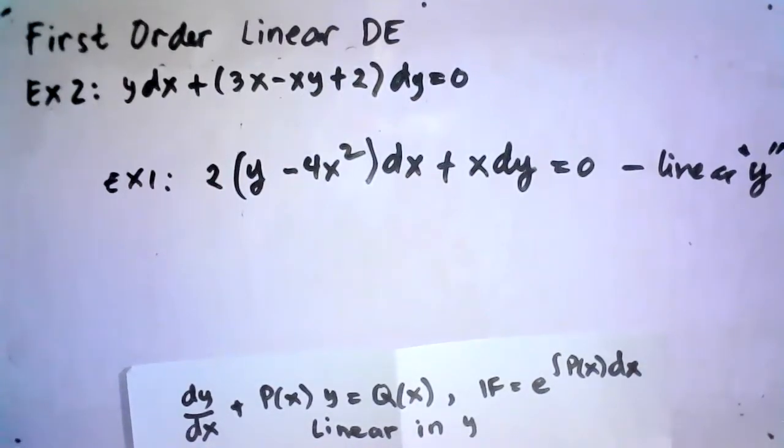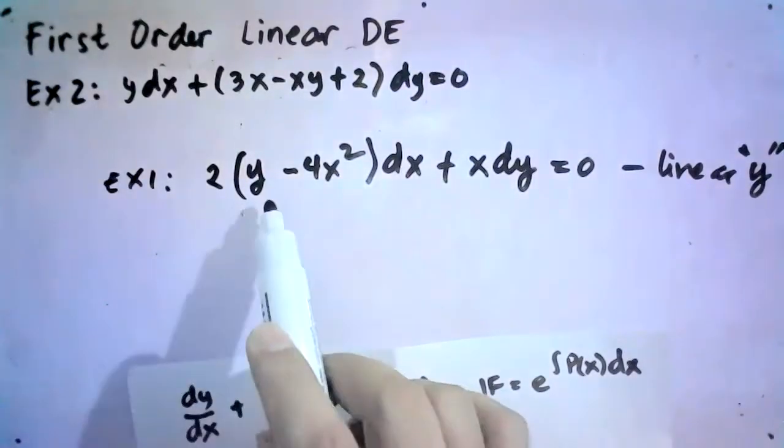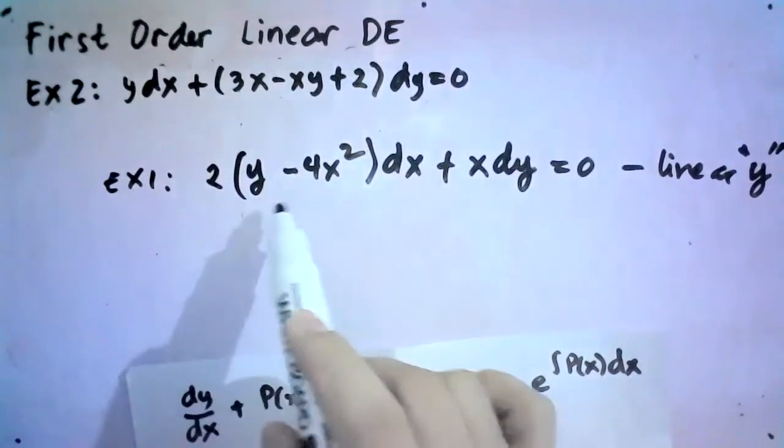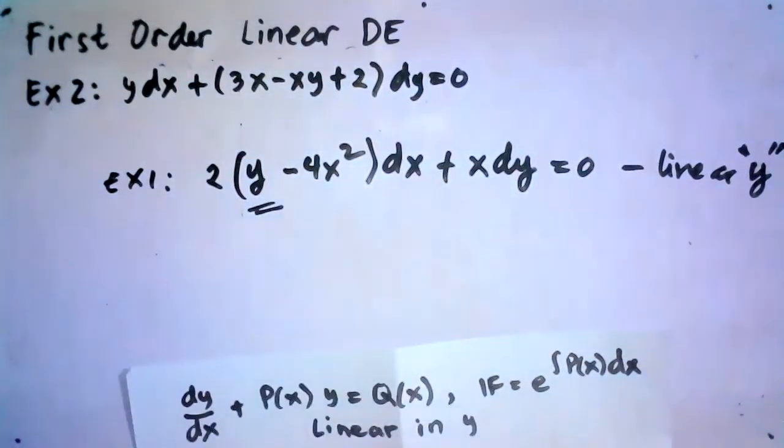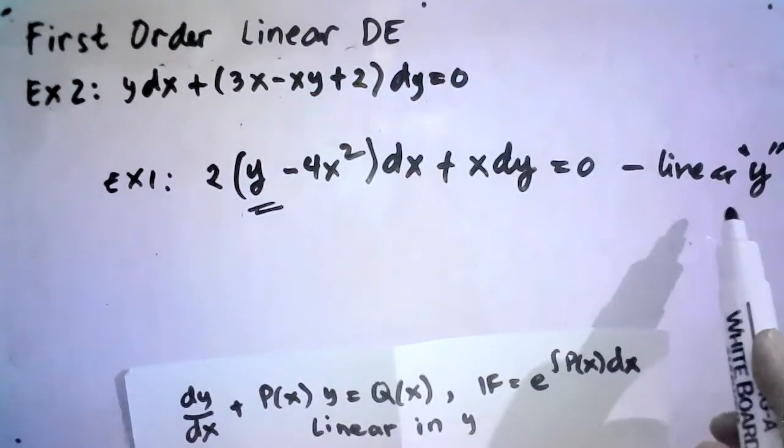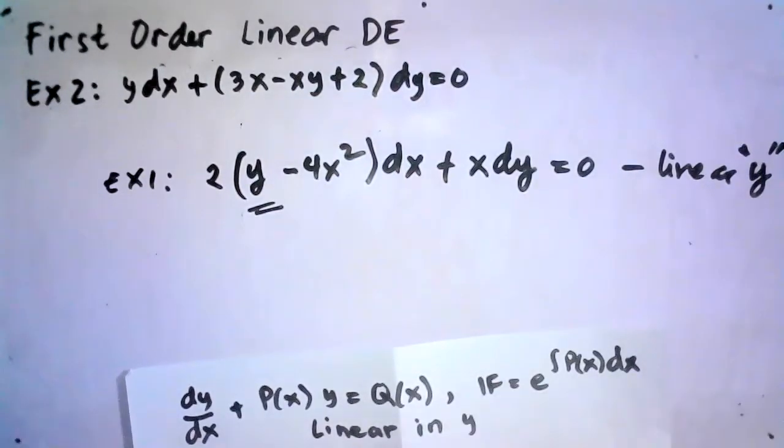If we have this formula, dy over dx plus P of x times y, notice we only have one y, and the rest is in terms of x. That is why we have linear in y. So in example 1, we only have one y. That is why we have linear in y.